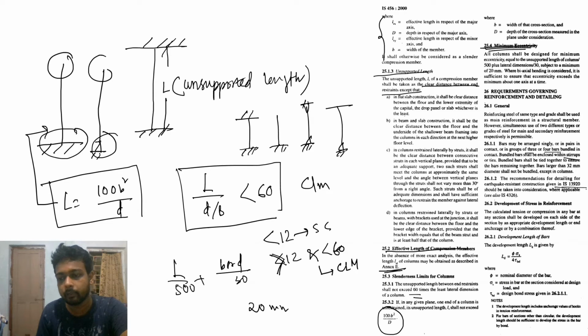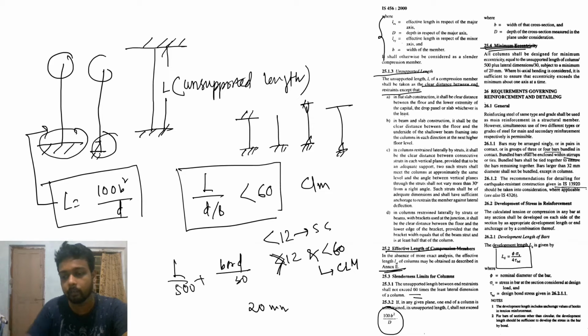Development of stress in reinforcement. The calculated tension or compression in any bar at any section shall be developed on each side of the section by an appropriate development length. So now we find out what the development length is. That is the formula: Ld equals phi sigma s by 4 tau bd. From there you may face any kind of MCQ question, because there are some tricks.